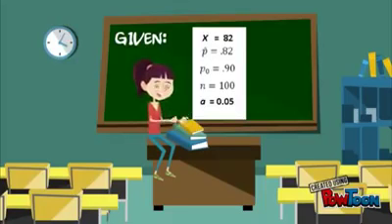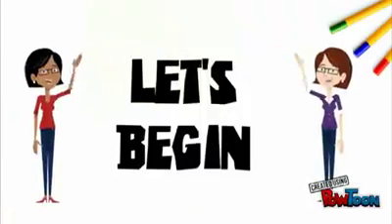Given, our x is equal to 82, p hat is equal to 0.82, p is equal to 0.90, n is equal to 100, alpha is equal to 0.05. Let's begin.